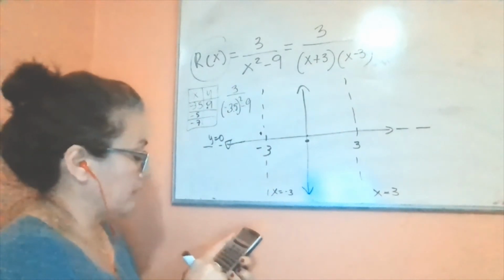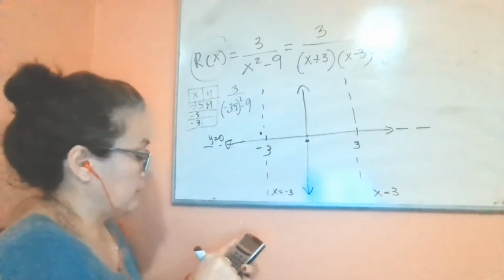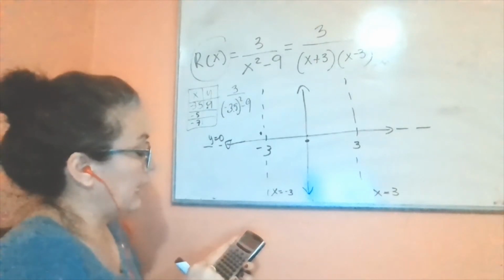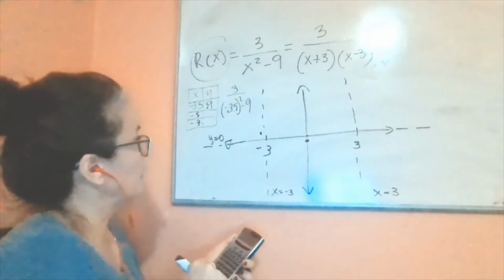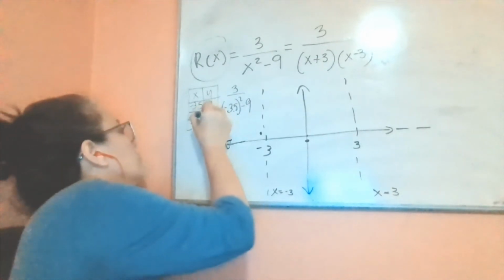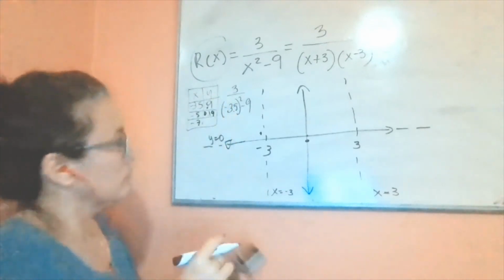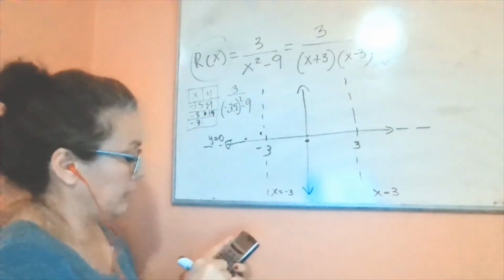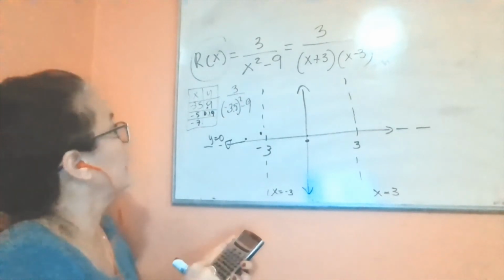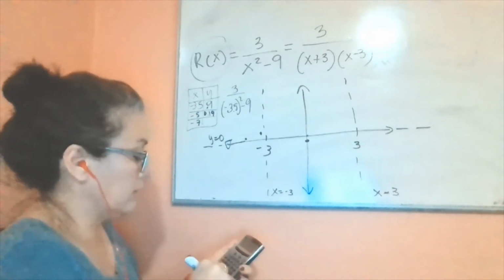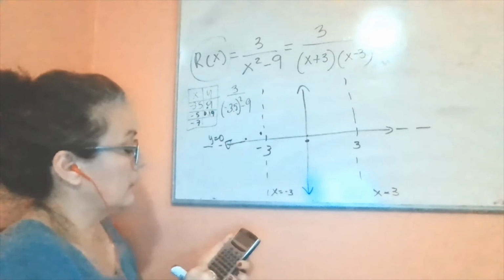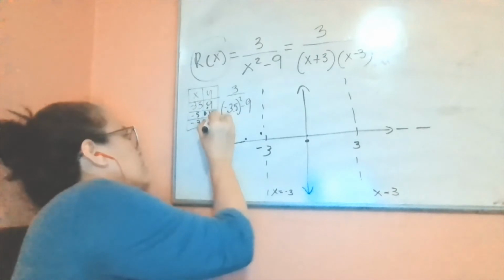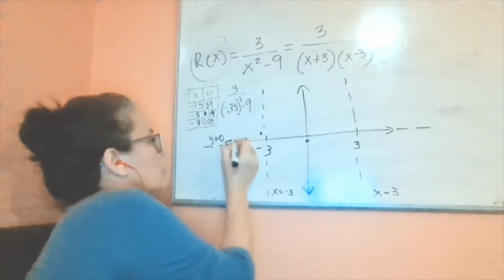Then with negative 5, it's going to be 3 divided by 5 to the second minus 9. I have 0.19. Yeah, it's really close. And then 3 divided by 7 to the second power minus 9. 0.0008. Really close over here.